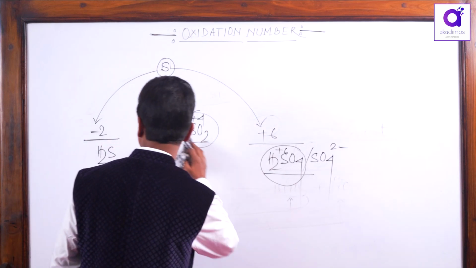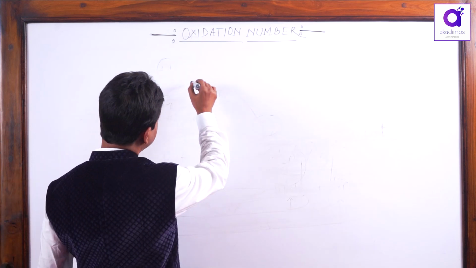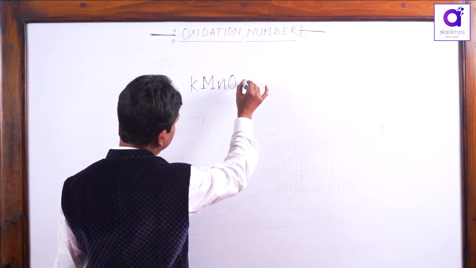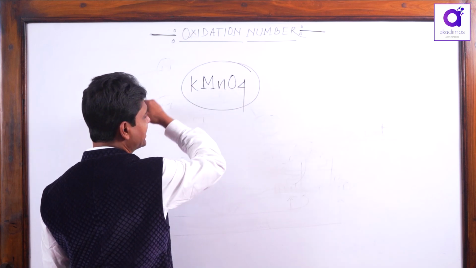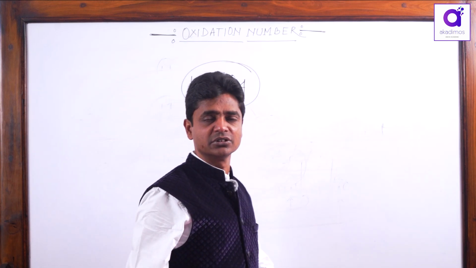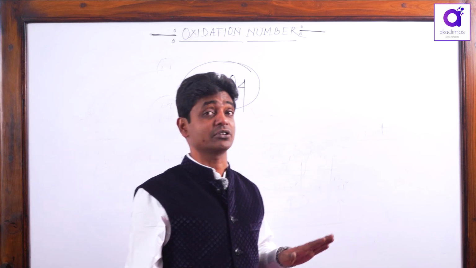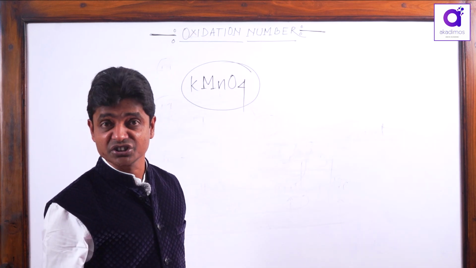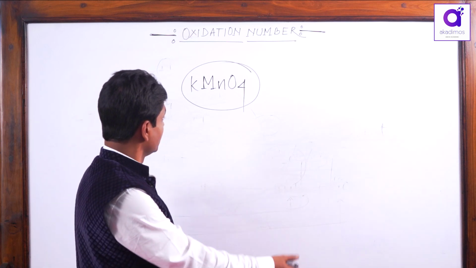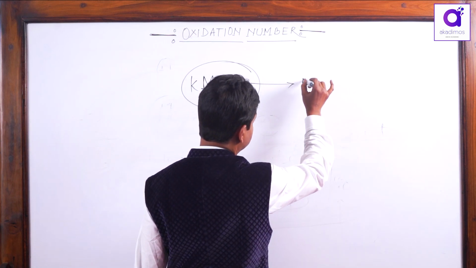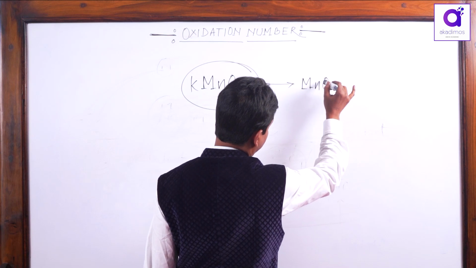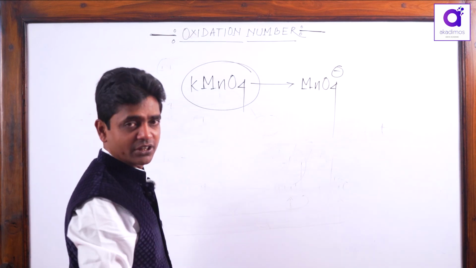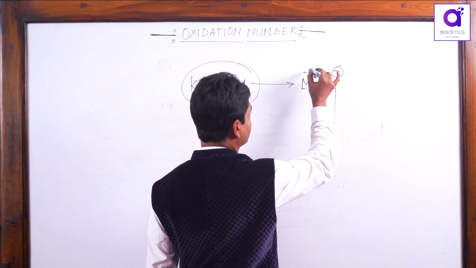Now see another example. I am taking KMnO4, potassium permanganate, a very useful oxidizing agent or reagent in chemistry with respect to our syllabus, not only with respect to our syllabus. In chemistry, it is a very good oxidant, oxidizing agent. In ionic form, we can write it as MnO4 minus. And if you calculate the oxidation number of manganese here, you will get +7.